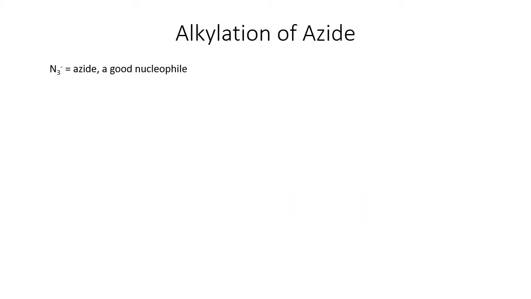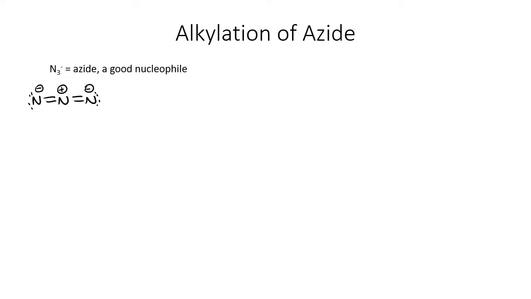So an alternative to the alkylation of amines is the alkylation of azide. In this reaction, we're using azide, which has this structure. It's 3 nitrogens, double bonded together. We've got 3 formal charges, and overall it has a minus charge. Now azide is a much better nucleophile than ammonia or any other type of regular amine.